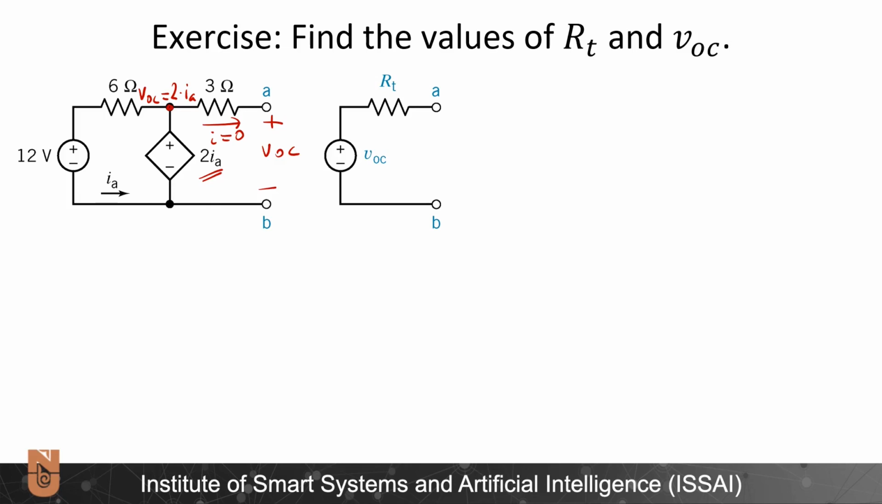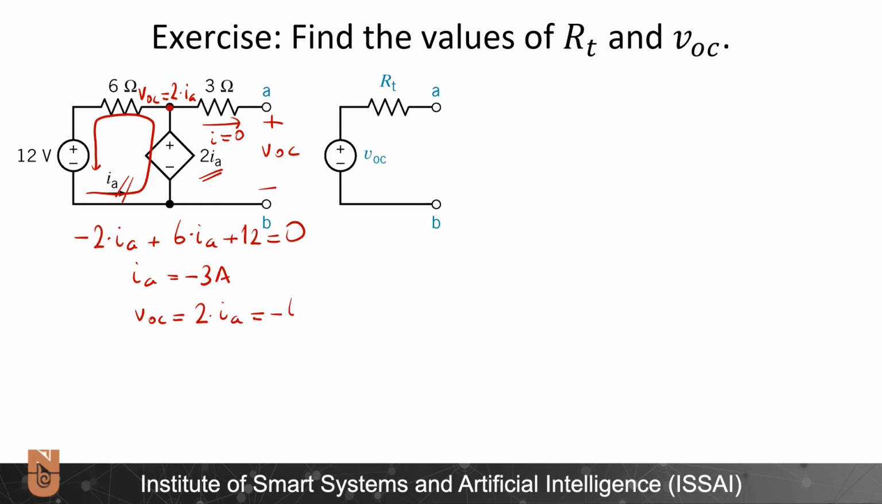Nice. Now, actually, this whole circuit consists of one single loop over which the current IA is flowing. So let us try to write the Kirchhoff's voltage law for that loop. Minus 2 times IA plus 6 times IA plus 12 is equal to 0. From here, I get IA is equal to minus 3 amps. And accordingly, V open circuit will be 2 times IA and is equal to minus 6 volts. Alright, I think I found this rather easily.